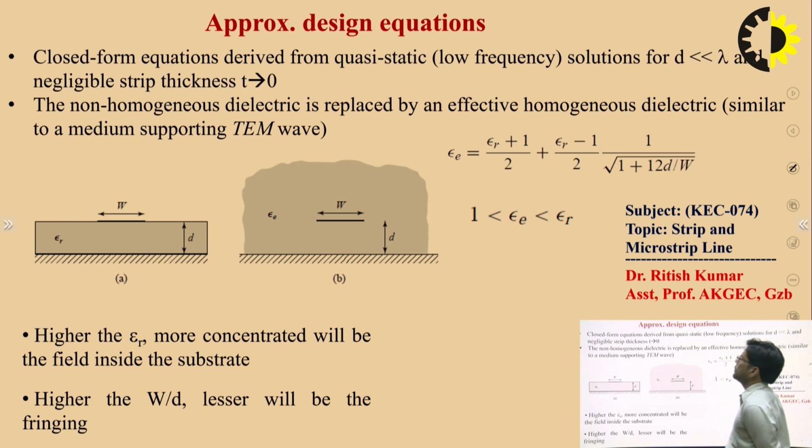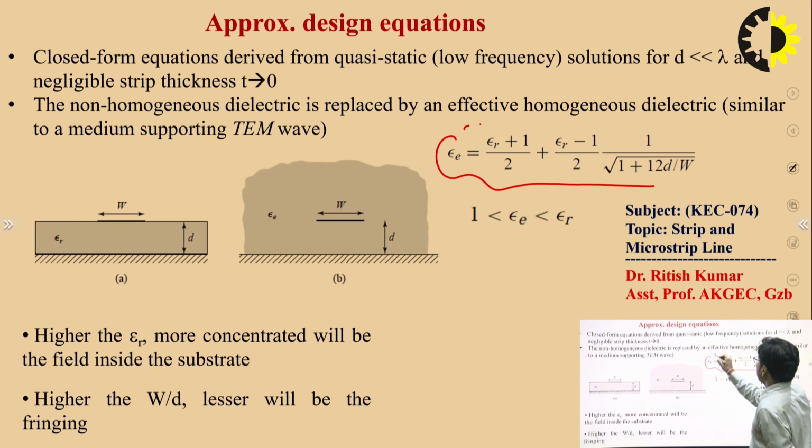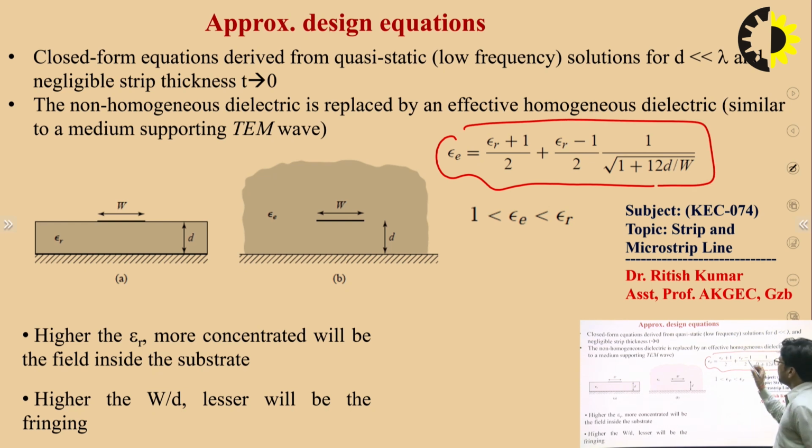So there is a procedure to design a microstrip line. You can see here, this is the effective dielectric constant formula for the microstrip line. This first part is nothing but the average of the two media. If I say the relative permittivity of air is equal to 1, and the dielectric medium has a relative permittivity epsilon r, then this is nothing but the average of the two medium permittivities, and this is the extra part.